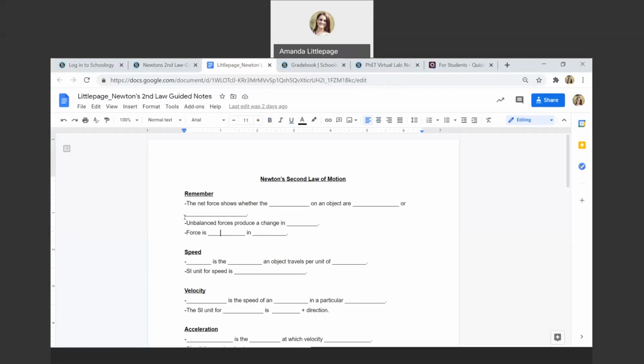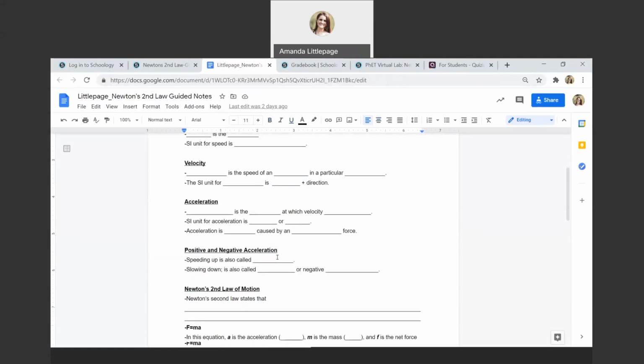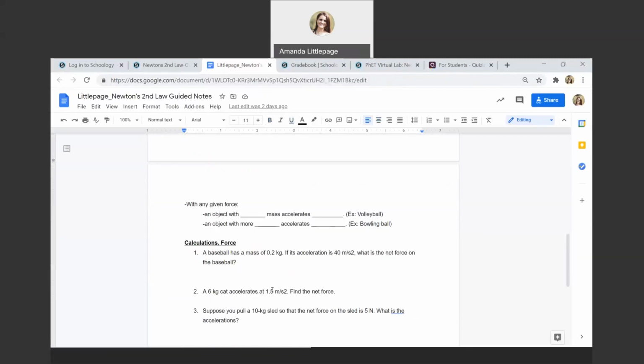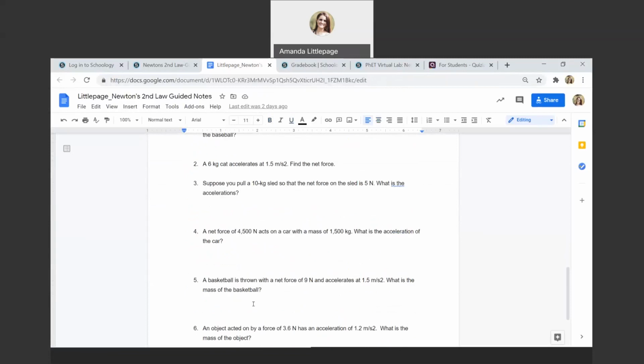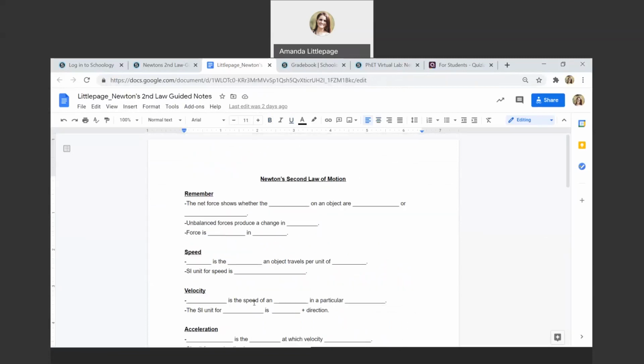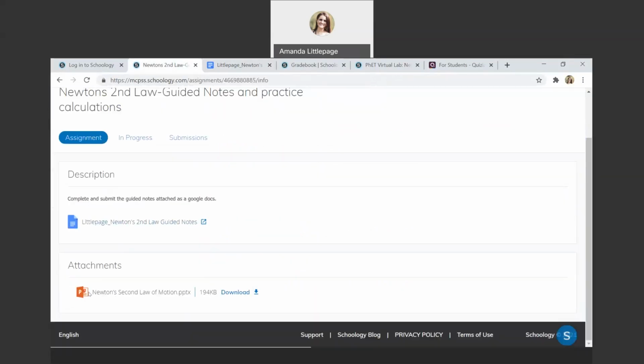We're going to look at review, speed, velocity, acceleration, deceleration, and then at the very end, there are also a few practice calculations using Newton's equation F equals m times a. So at the very bottom, if you scroll down, here is a PowerPoint that corresponds to that. You're going to use this PowerPoint to fill in the blanks of the guided notes.